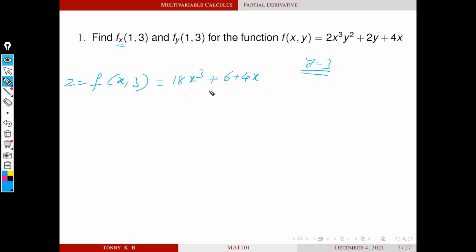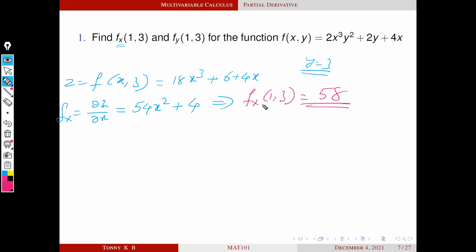So what is ∂z/∂x? Its derivative becomes 18 into 3 times x², 6 becomes 0, and this is 4. So what is fx(1,3)? To find fx(1,3), we just substitute x equal to 1 in this equation. That is 54 into 1 plus 4, that is 58. So this is the partial derivative of f with respect to x at (1,3).